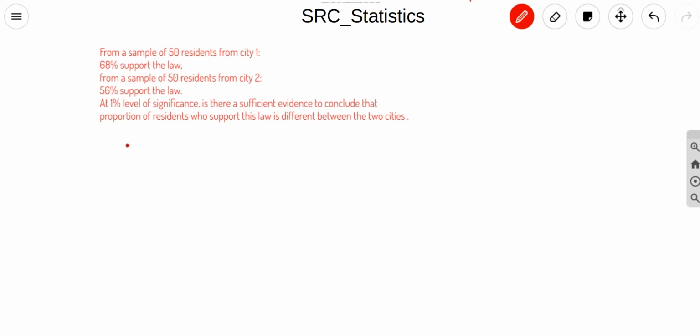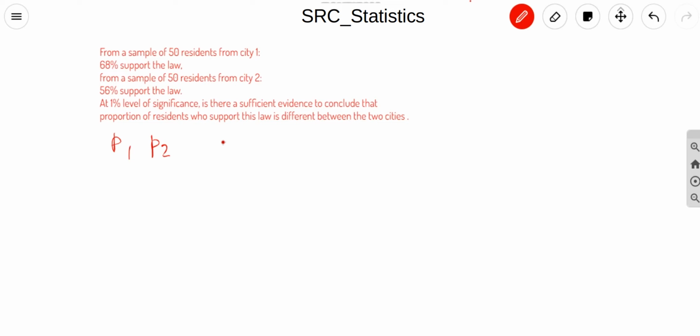From a sample of 50 residents from city 1, 68% support a certain law, and from a sample of 50 residents from city 2, 56% support a certain law. So we have to test at 1% significance level if there is sufficient evidence to conclude that the proportion of residents who support this law is different between the two cities. That means we have to compare two proportions P1 and P2. These are the population proportions for city 1 and city 2.